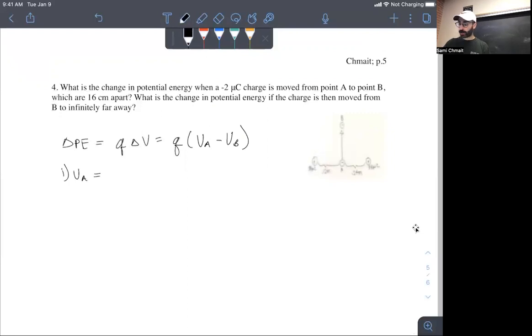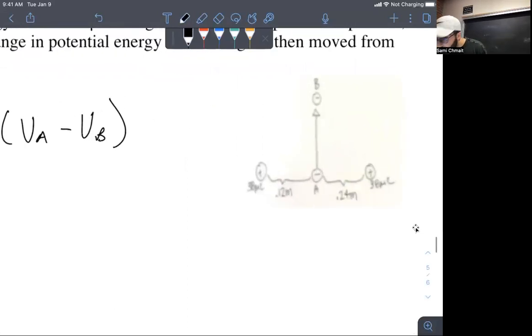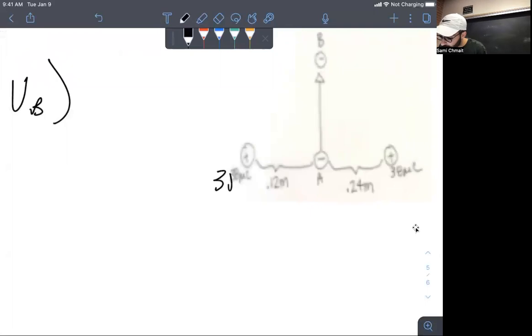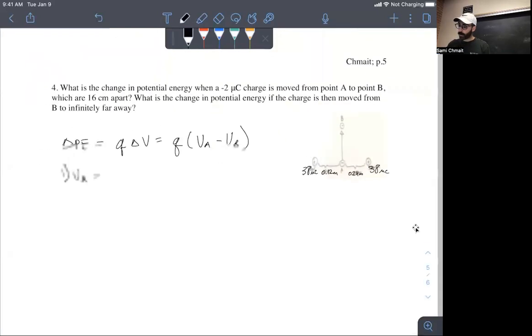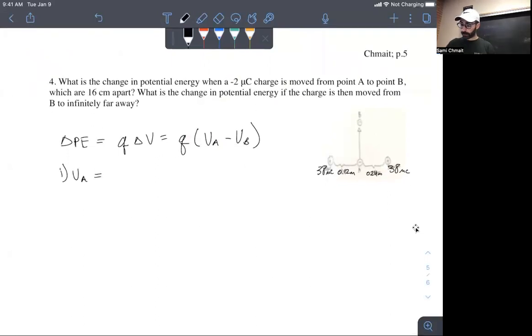So VA is equal to the effect of, is that 38? Yeah, that's also 38. 0.24 meters, 0.12 meters. Hopefully that clears that up. So that's the role of these two charges acting on that position. Those two charges themselves are exactly the same, K Q1 over R1 plus K Q2 over R2, but I'm going to solve them as if they're different, just so we are broader in our scope and can apply this to the future. So that's how you would set that up.